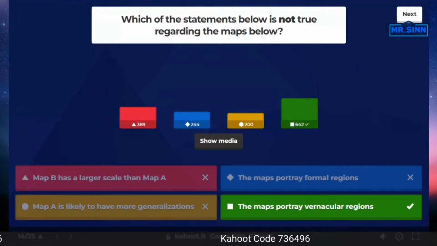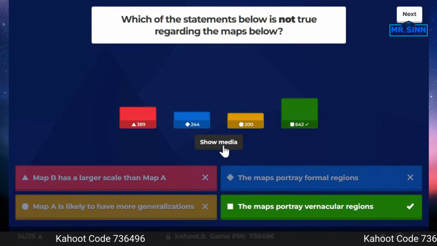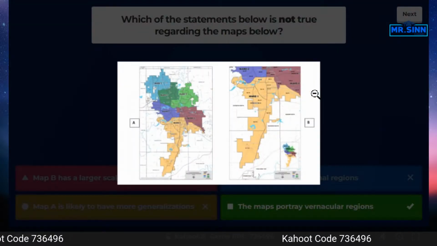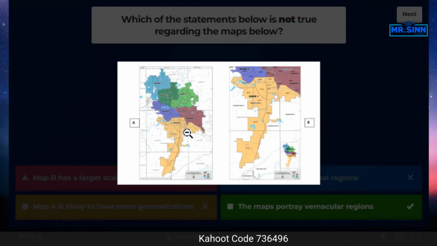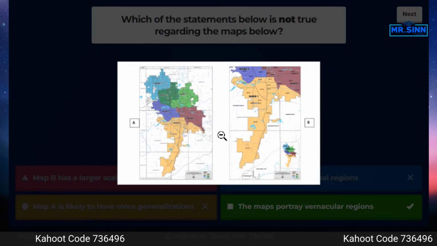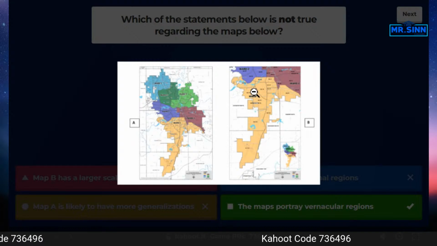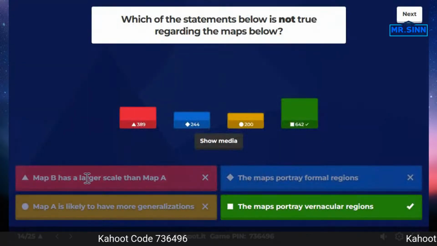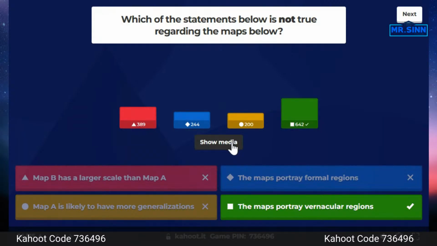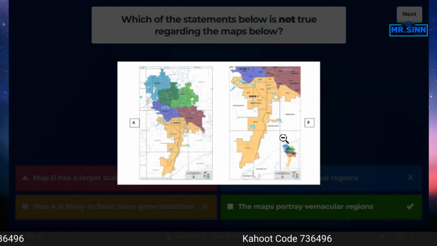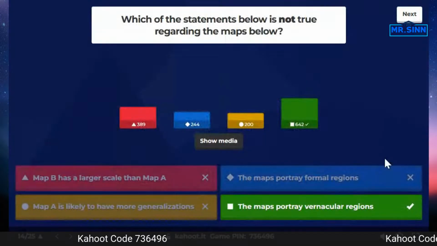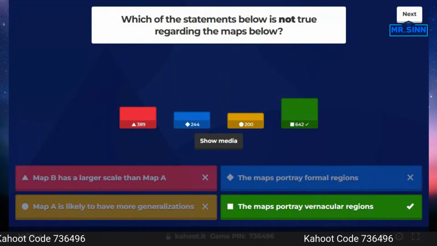All right, let's look here. This again was a "not" question. The majority of people did get it, so that is awesome. We have two different scales being used here. The statement that the maps portray vernacular regions is not true. These are wards and districts, which would be formal regions. Statement A said that map B has a larger scale than map A. That's not true. We can see map B is more zoomed in, so that would not be the true statement.